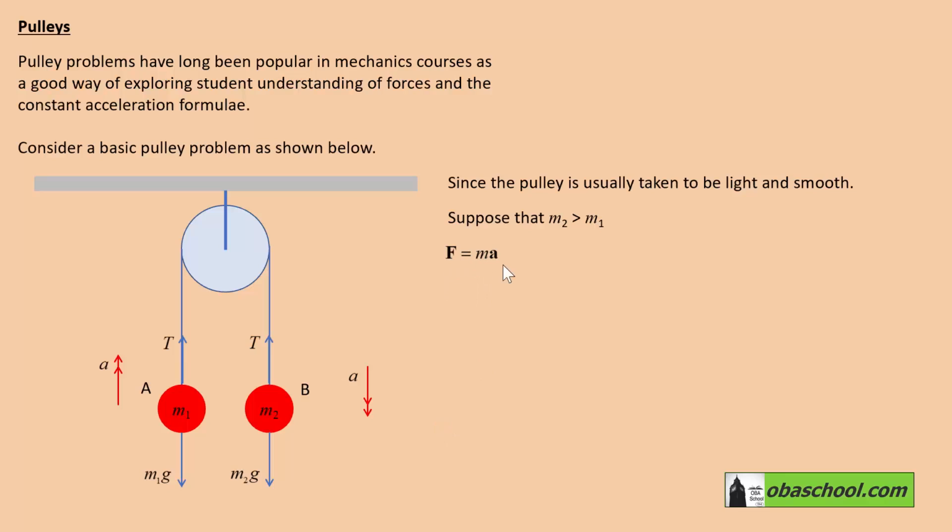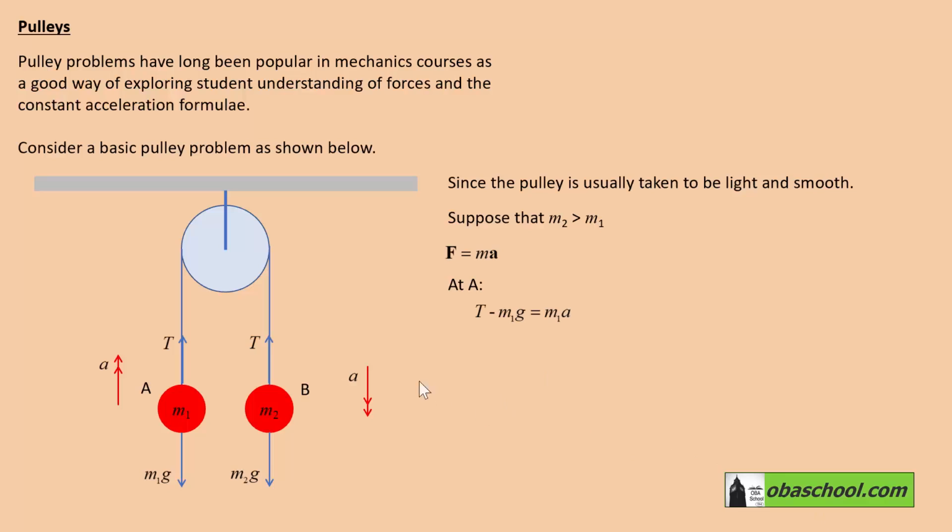Now we know F equals ma. So if we look at A and we just consider this object, the resultant force is going to be T take away M1G. So that's our F. And then we'll have M1A. So we have T take away M1G is equal to M1A.